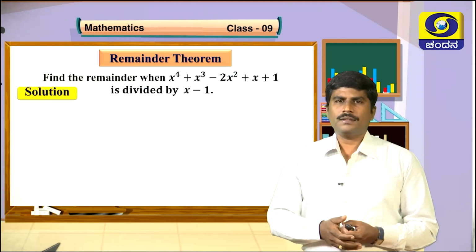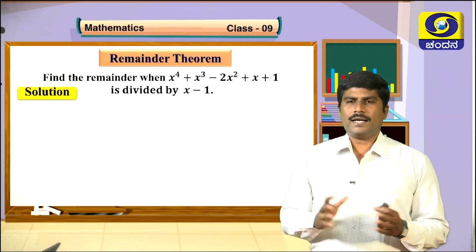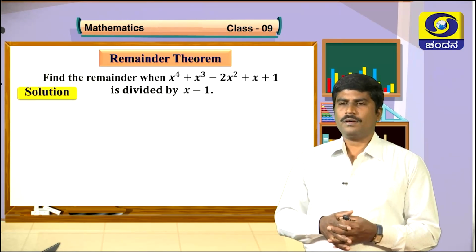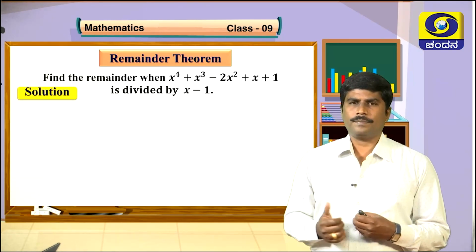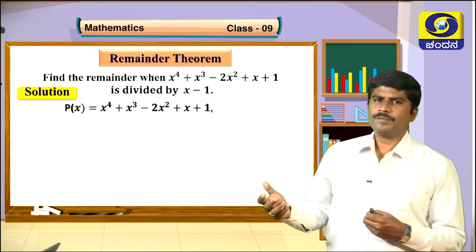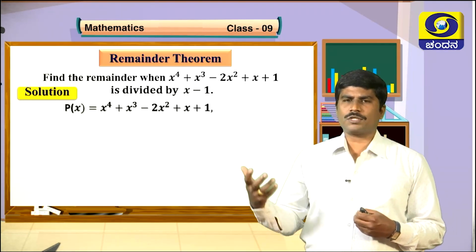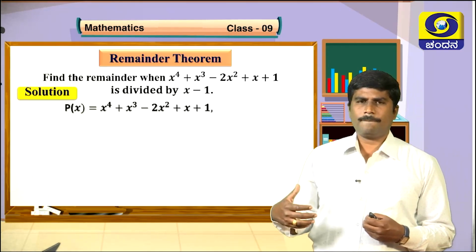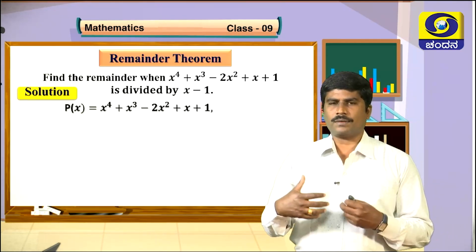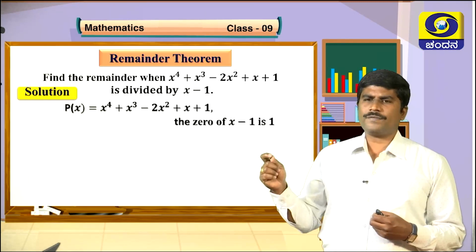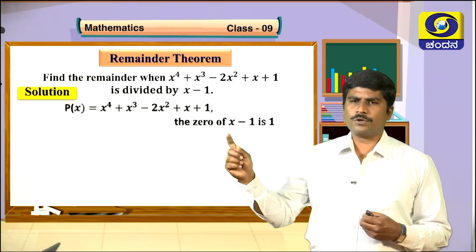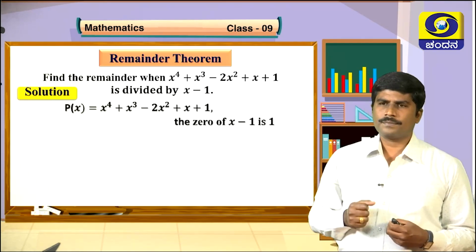After knowing the remainder theorem, let us understand how the division process will be carried out when we solve a problem. Here is a problem. Find the remainder when x to the power of 4 plus x cube minus 2x square plus x plus 1 is divided by x minus 1. The zero of x minus 1 is obtained by putting the value x is equal to 1.